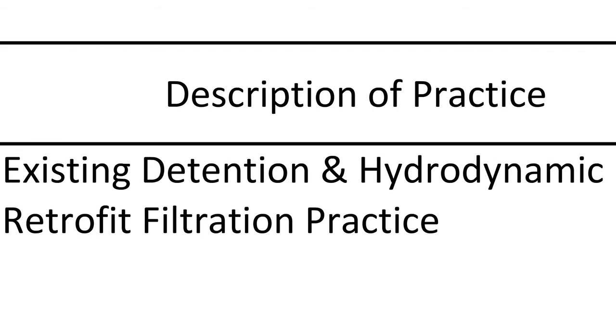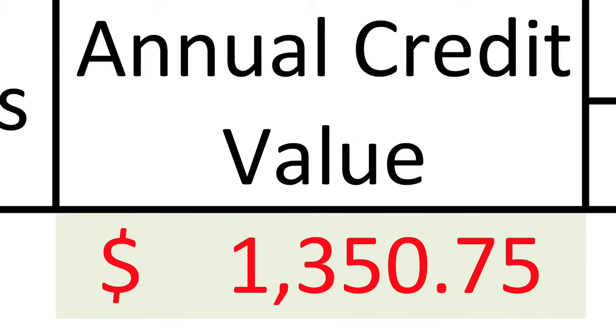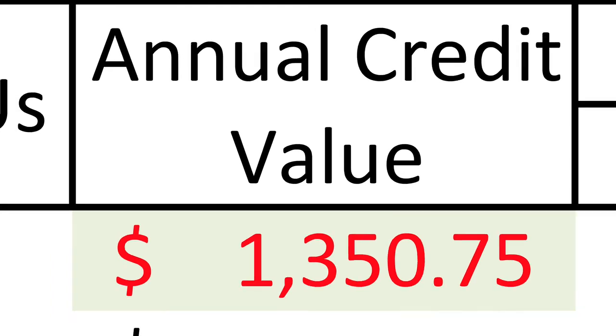those fees. In this particular case, we do have an existing detention system, and this case is in Baltimore County, so this would apply for a credit, even though it's a legacy facility. Baltimore County is one of the few counties that allow that without modification, but as you can see, the removal efficiency is 8%, so you're not going to get much of a credit out of it. So that comes up to $1,300 out of a $16,000 annual fee that credit would allow.